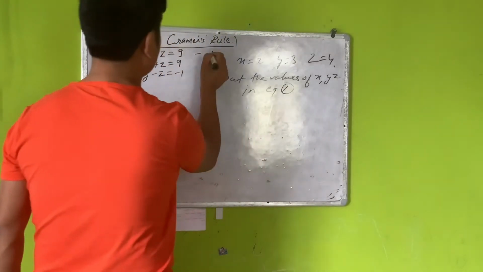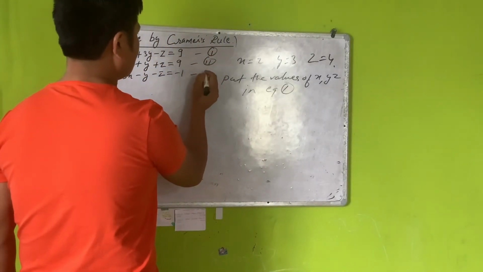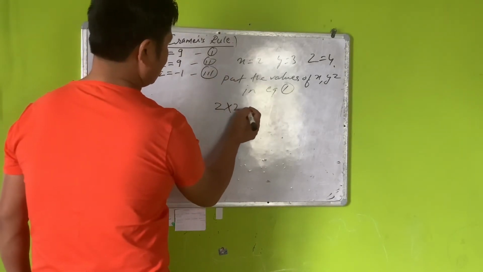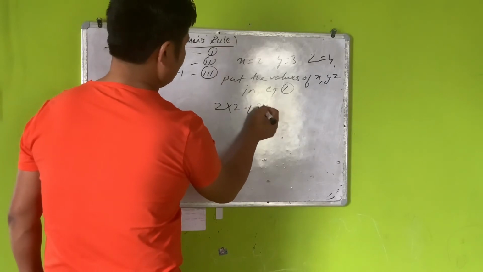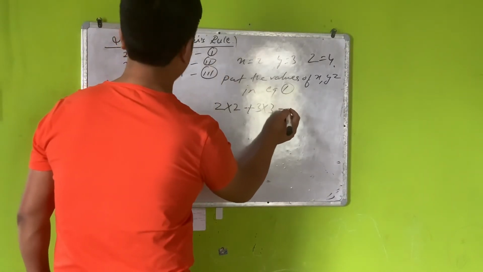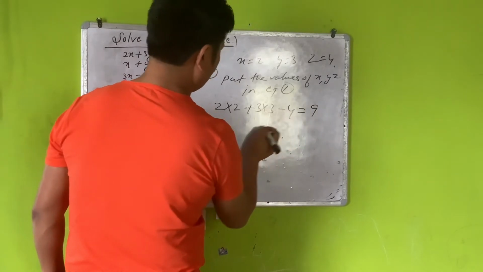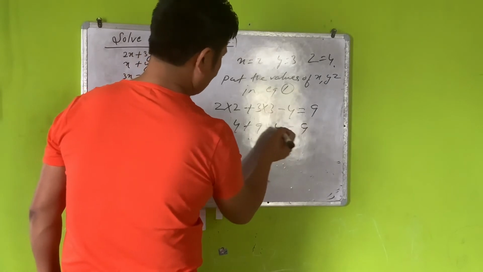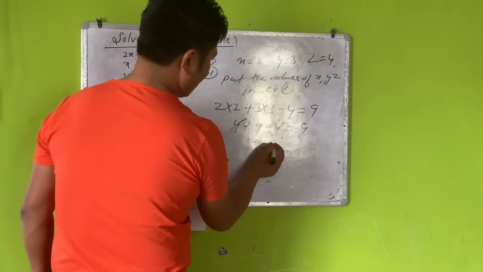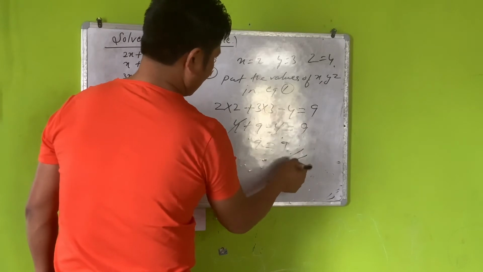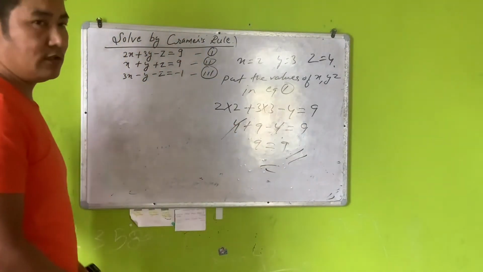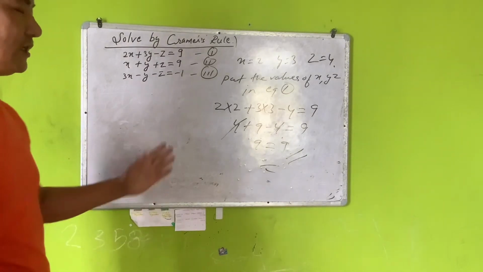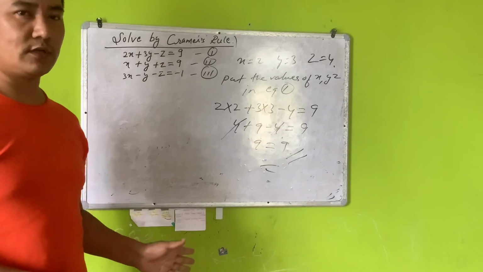Suppose this is equation 1, this is equation 2 and this is equation 3. So x value is 2, plus 3 into value of y is 3, minus 4 is equal to 9. So 4 plus 9 minus 4 is equal to 9. So LHS and RHS tally. So this is your answer. Answer is correct. This is how you can check your answer using Cramer's rule. So please try at home. Very important. You can solve it.